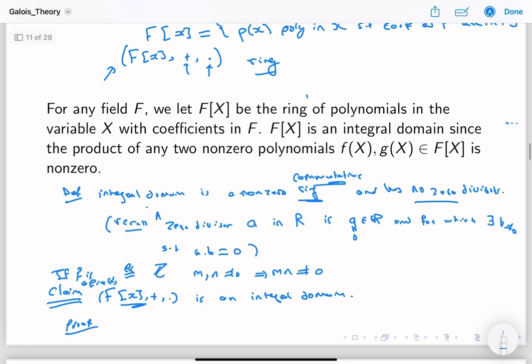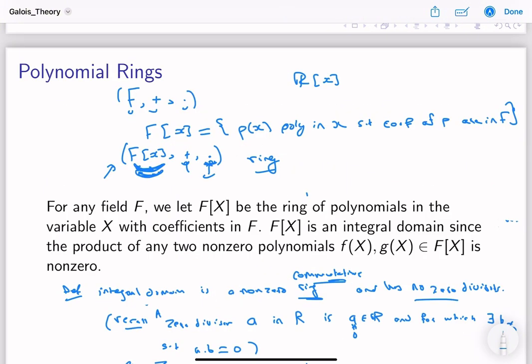You just need to show that F[x] over addition is an abelian group, and F[x] take away 0 over multiplication forms a monoid. So I'll leave it to you as an exercise to show this. We've shown something similar in a previous video.